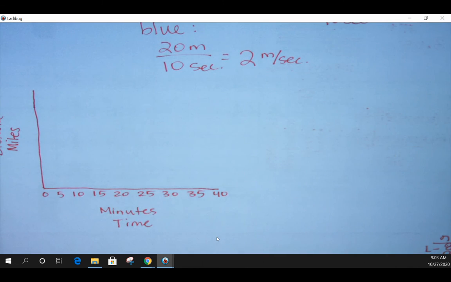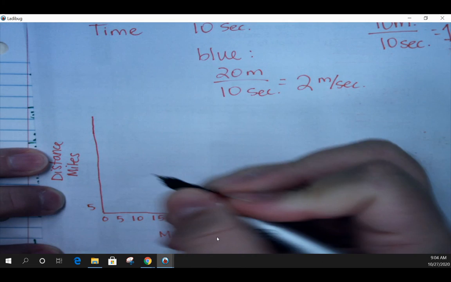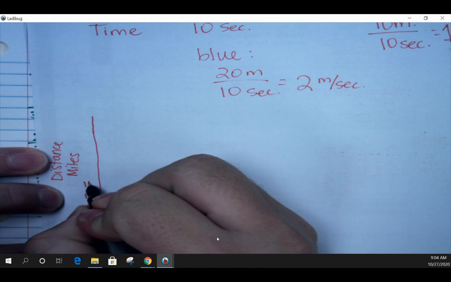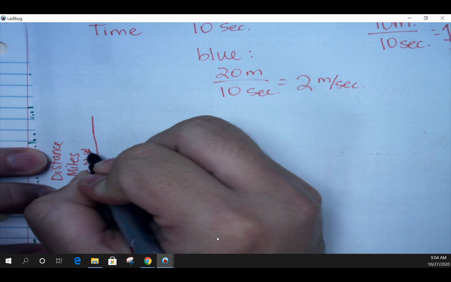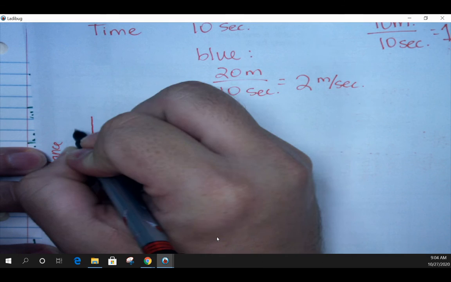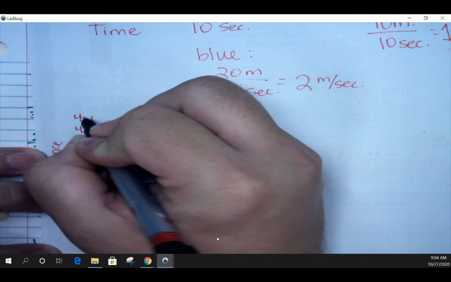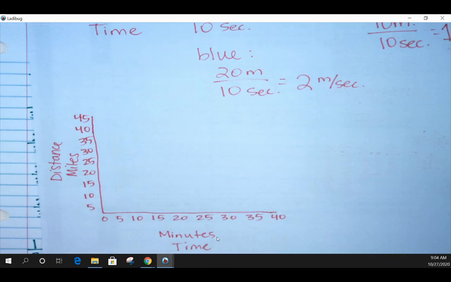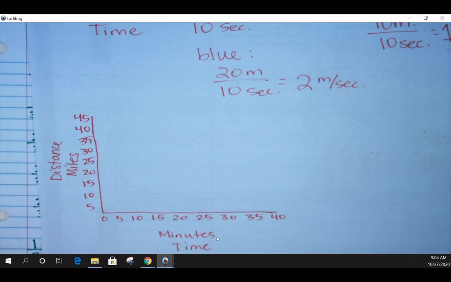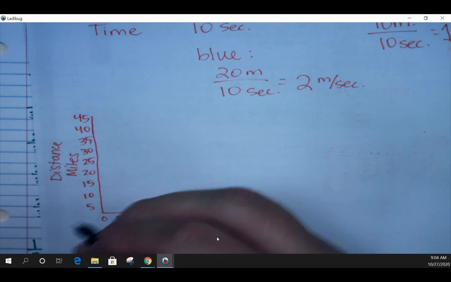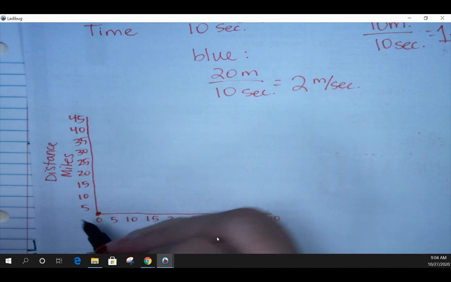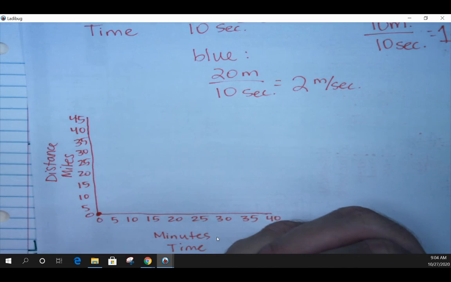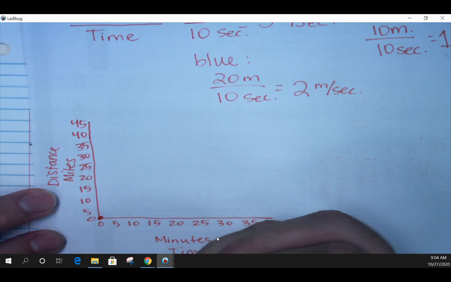So let's do miles like this. 5, 10, 15, 20, 25, 30, 35, 40, 45. Right here's where Miss Cindy picked you up. At 0, 0. That's your house.